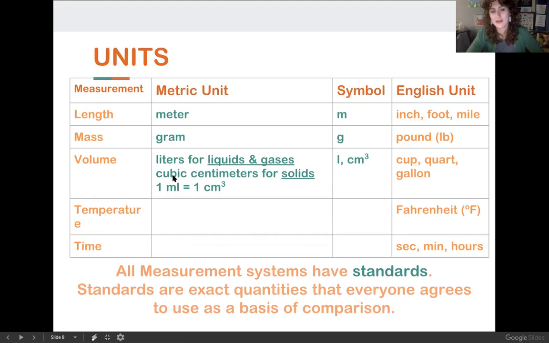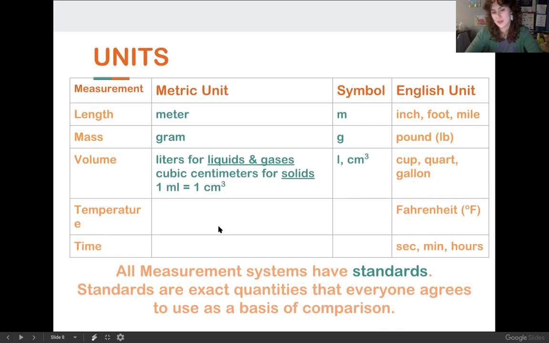And then for solids, for instance, if I want to measure how much space this block takes up, I can measure the height and width and depth and multiply them together. And so I'd be using centimeters cubed, or cubic centimeters. Now the nice thing is 1 milliliter is equal to 1 cubic centimeter, so it's really the same thing, just two different units that mean the same amount.